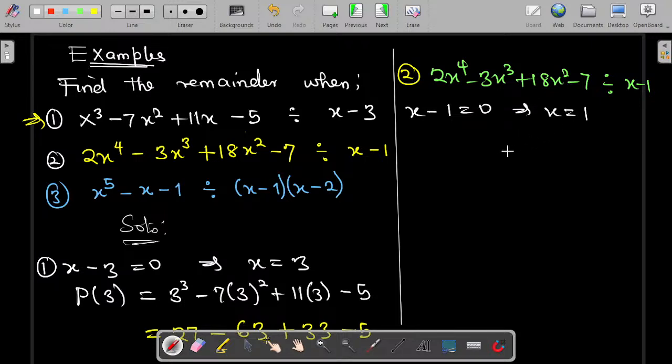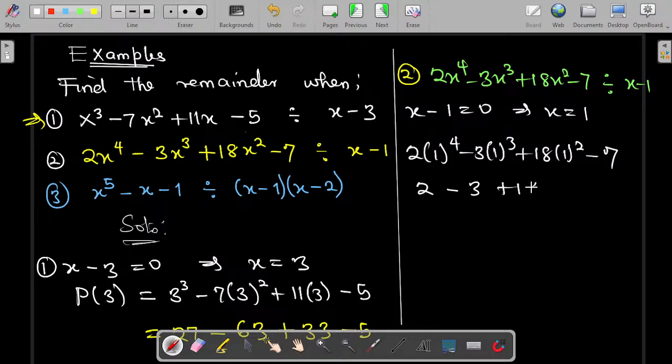All right, so I'm taking all these steps because we are learning. Of course, by the time you start practicing yourself, you don't need to do this because you already know that your x is equal to 1. So you just substitute, and when we substitute, we'll have 2 into 1 raised to power 4. Any 1 raised to power anything is 1. So this is 2 times 1, then this is 3, and then this is 18 minus 7. So our remainder is simply minus 1 plus 18, which is 17. 17 minus 7 will give us 10.